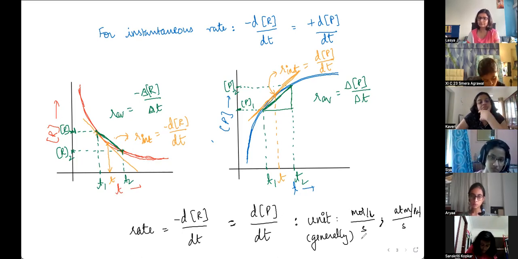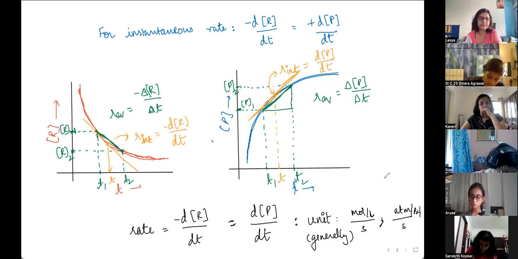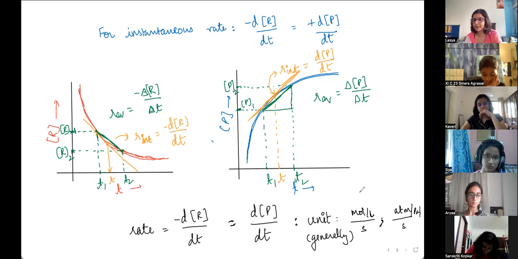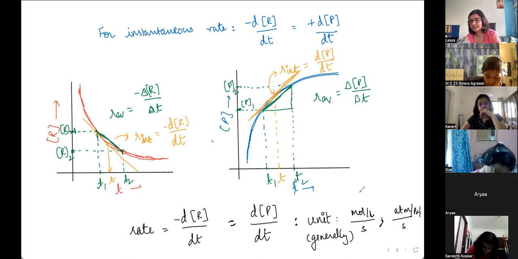Why pressure? Because when the reactants and products are gases, for example, if you're calculating the rate for production of ammonia, nitrogen, hydrogen, and ammonia, all of them are gases, right? When the reaction takes place, mole per liter does not make sense. When you have gases, you measure it in terms of their pressure.